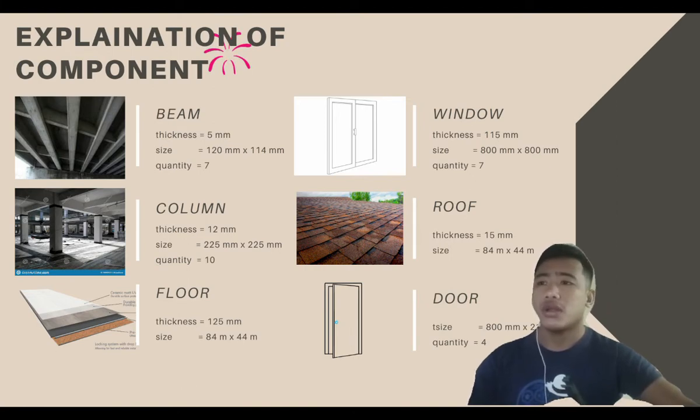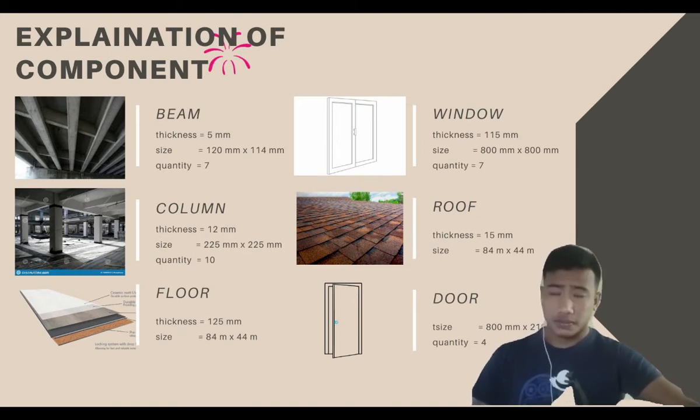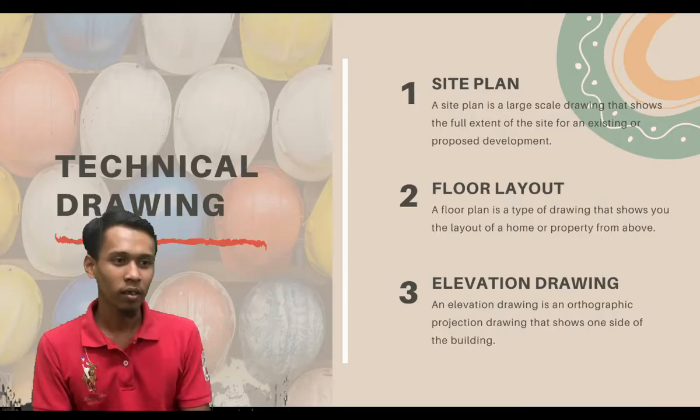Lastly, for the walls, the thickness is 115 millimeters, and the size is 44 meters times 4.5 meters for the side, and 84 meters times 4.5 meters for the rear. Okay, that's all from me.